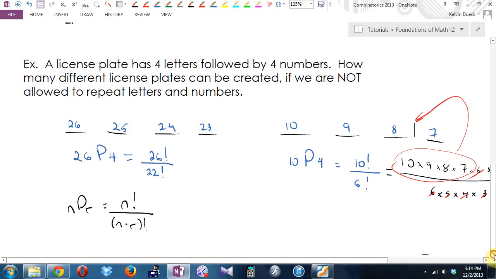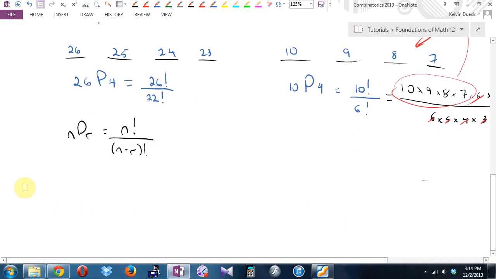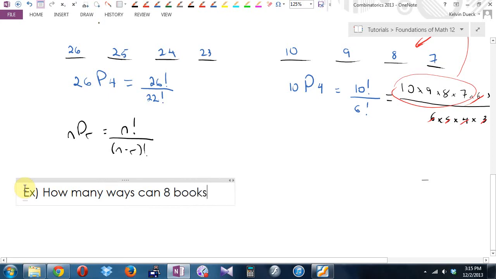So there's going to be a few questions on fundamental counting principle. Then we moved into permutations. What's an example of a permutation? How many ways can, I don't know, 8 books be arranged on a desk? How do I know that's a permutation?